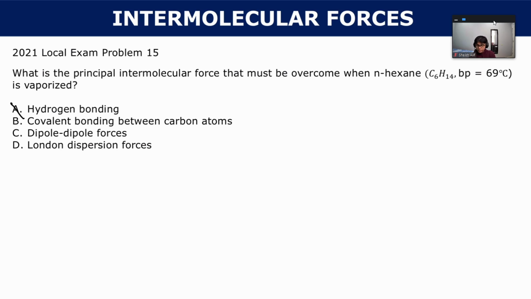B, covalent bonding between the carbon atoms. That is not an intermolecular force. That's what we call an intramolecular force. The difference between intra and inter is that intra is within the molecule, and inter is between the molecules themselves. So it can't be B. C, dipole-dipole forces. That cannot be true because in order to have a dipole-dipole force, you need them to be polar. And as we know, C6H14 is a nonpolar compound. And so by default, it has to be D.